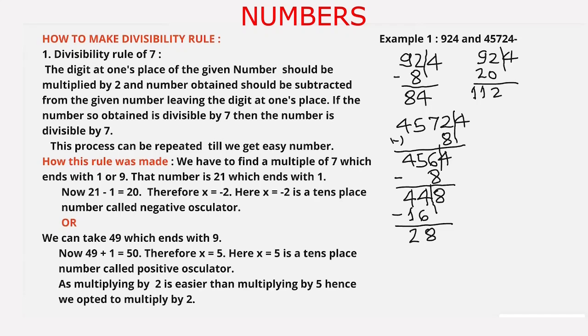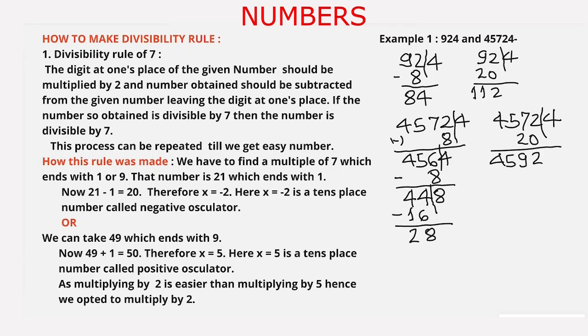We can do this process by addition of the number after getting the number on multiplication of 5. 45724. The last digit is 4. If you multiply it by 5 we get 20. Now we have to add it. Here previously we were subtracting the number as the osculator was negative. Here the osculator 5 is positive, so we add.